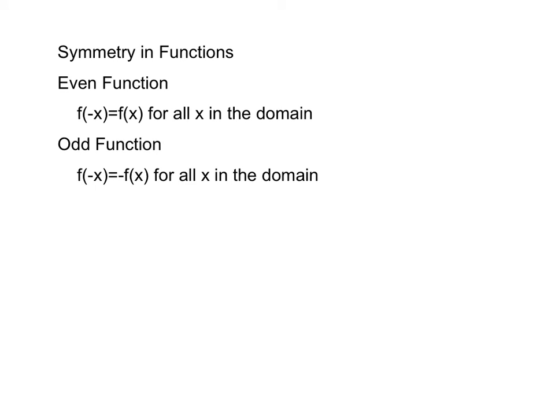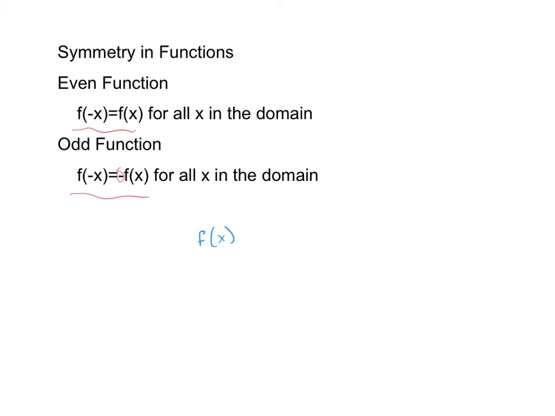Finally, we'll close out the section with symmetry in functions. When I look at a function, how do I know if it's going to be symmetric or not? An even function, we say, is one where f of negative x is equal to f of x for all x in the domain. And an odd function, f of negative x, notice that negative is out in front there, is equal to negative f of x for all x in the domain. Okay, so how do I use this property to help me know information about functions?